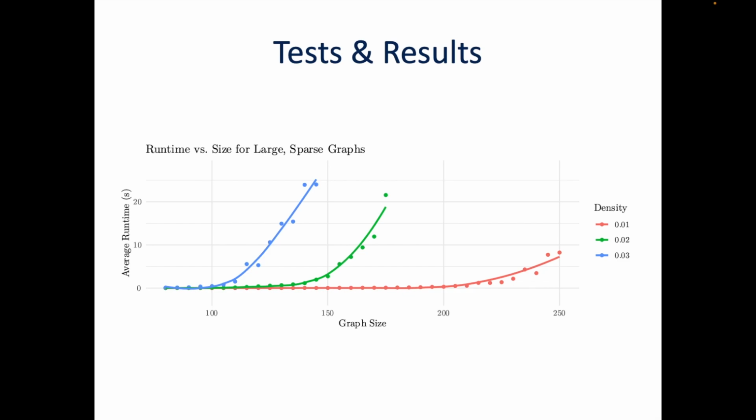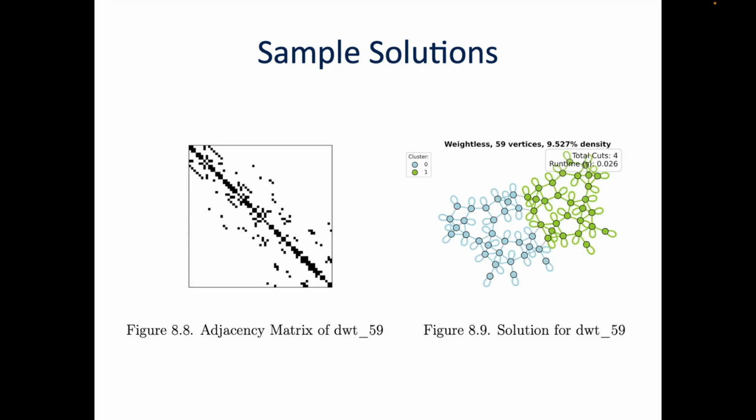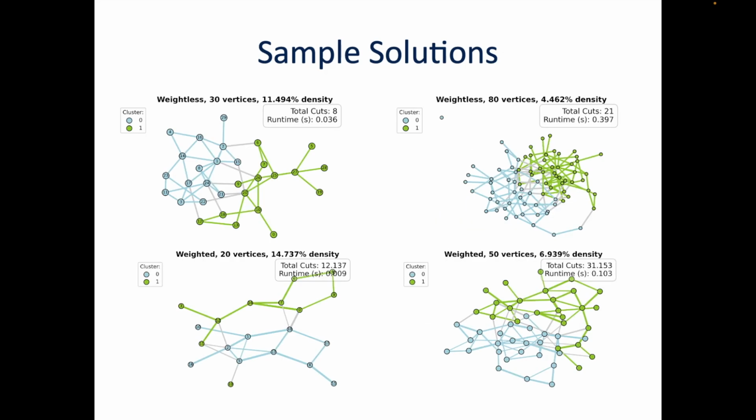Here is another plot of the runtime with respect to large, sparse graphs with different densities to give an insight of the software's performance. Finally, here are some sample solutions of graphs taken from the University of Florida's sparse matrix collection. This one is called GD96_C. Here's another graph from the matrix collection. And here are the solutions for some random, weightless and weighted graphs generated by an Erdos-Renyi model.